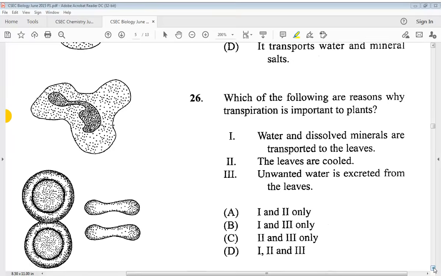So the answer for 26, it says, which of the following are reasons why transpiration is important to plants? 1, water and dissolved minerals are transported to the leaves. 2, the leaves are cooled. 3, unwanted water is excreted from the leaves. The answer is A, 1 and 2 only. Let's go to 27.